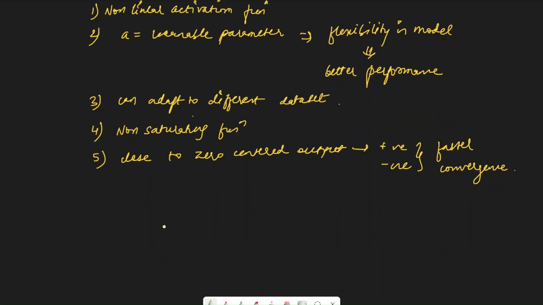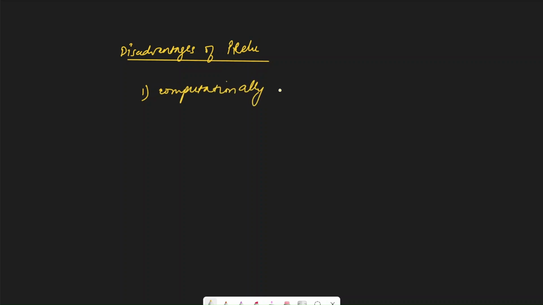Now there are a few disadvantages as well. So let's discuss the disadvantages of the PReLU function. And the first disadvantage is that it is computationally expensive. Why? Because we are learning a during training. So because this learning is happening, it will be a little slow. And the second disadvantage is it has a risk of overfitting. Because we are learning this a parameter during training, there might be a risk of overfitting, especially when it comes to small data sets.